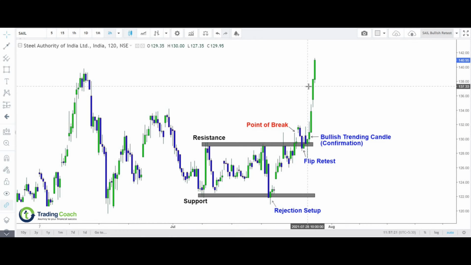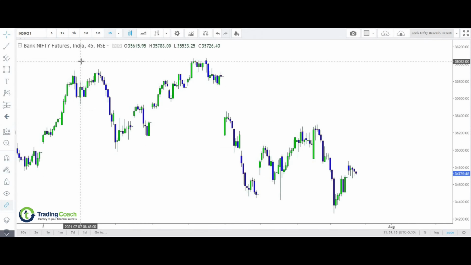And trading the bullish flip retest is as simple as this. Right now we have seen an example of a bullish flip retest. Let us look at an example of a bearish flip retest. So right now I'm looking at Bank Nifty Futures 45 minutes time frame. Again, this is a live chart. I'm recording this on the live market.